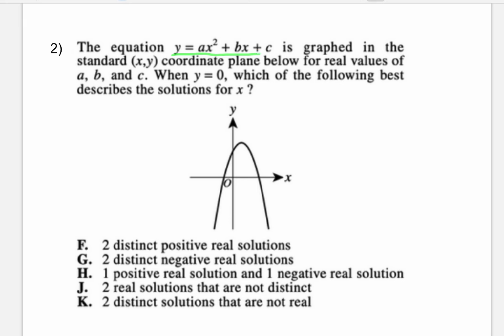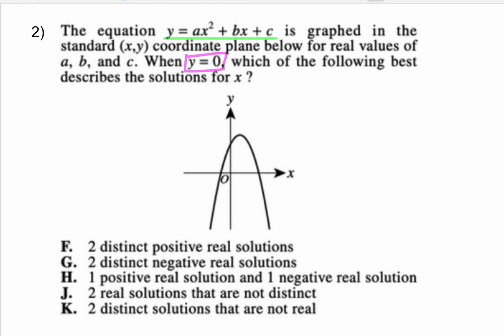In this problem, we are given an equation, and this equation is in standard form. The standard formula for a quadratic equation is graphed in the standard xy coordinate plane below, for real values of a, b, and c, when y is equal to 0. So y equal to 0 is on the x-axis. At this point, our value for the x-axis is actually y equals 0 at the same time. Which of the following best describes the solutions?